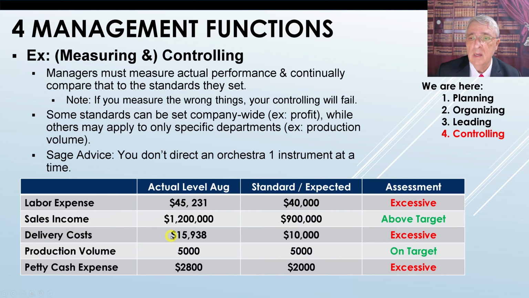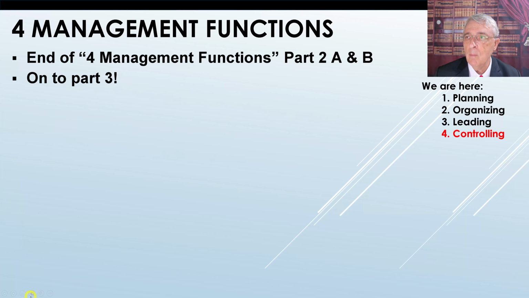Delivery costs, the actual was almost 16,000. You expected 10,000 from the plan. That's excessive. You need to put in the works something to fix that. Production volume, actual level 5,000, standard from the plan 5,000. Okay, on target. Petty cash expense, $2,800. You expected from the plan 2,000, that's excessive. Maybe you need to look into why that costs too much.